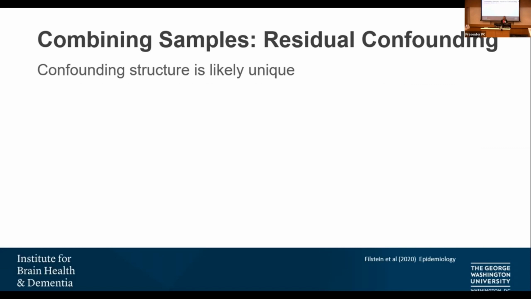The next example is residual confounding. So when you have different samples, one of the things that I have found is that the confounding structure is often unique to your sample, right? Different place, different characteristics, different time periods, different sampling strategies, they result in a confounding structure that's often unique.